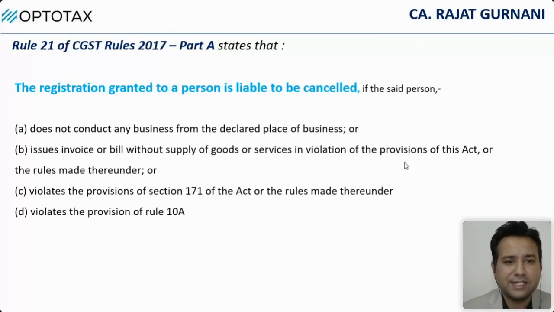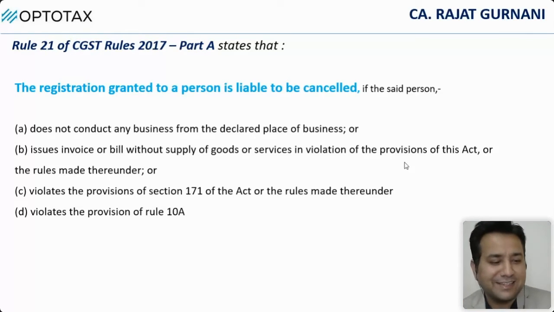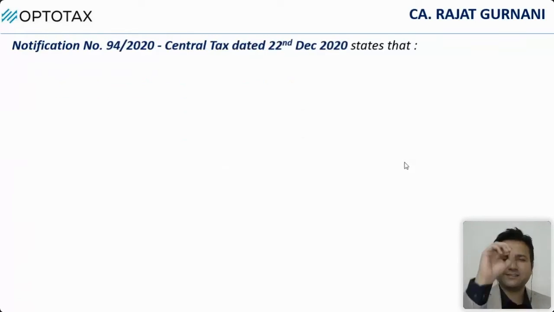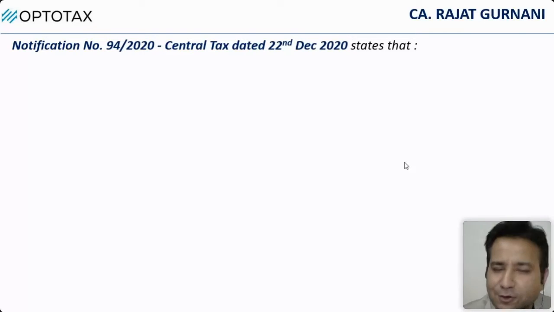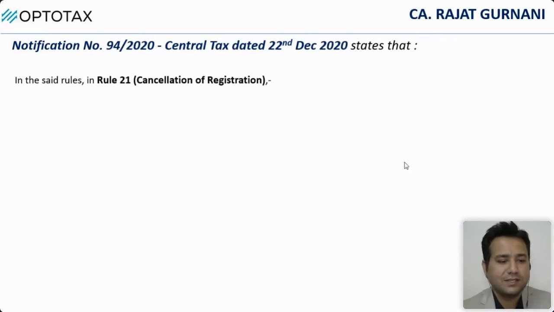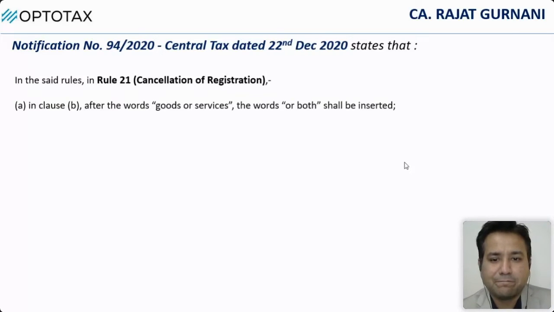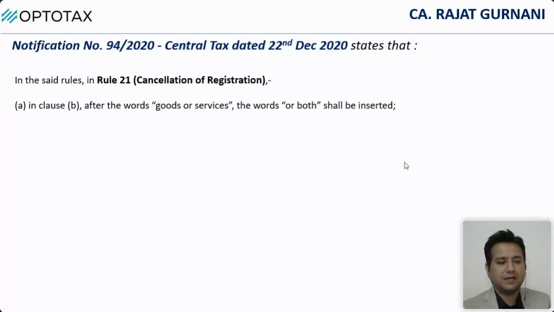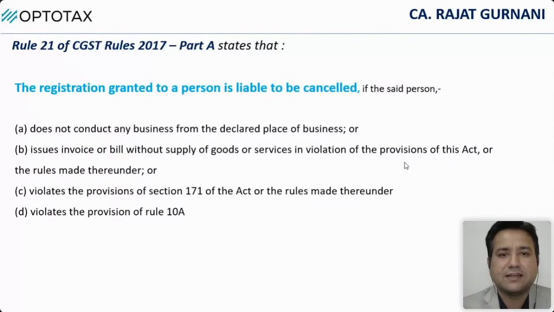This was Rule 21. Now let's look at the amendment which has come. You will be astonished to see that. Sivasankaranji is writing, due to non-filing of returns for 3 months. Let's see, sir. Notification number 94, Central Tax dated 22nd December 2020 states that in Rule 21, cancellation of registration, after clause D. What was clause D? These are the four clauses.